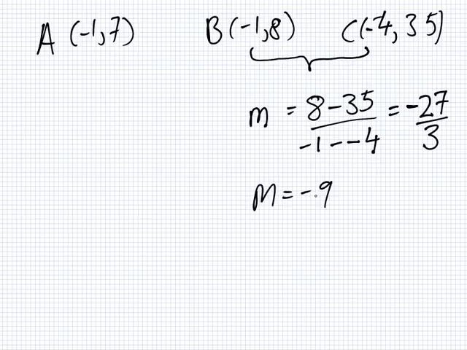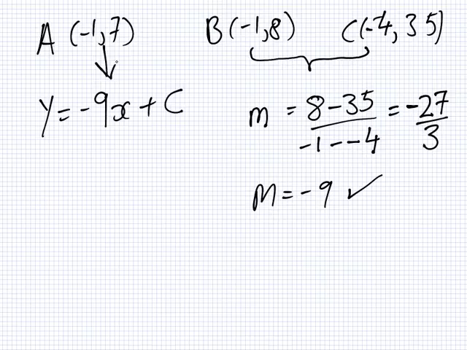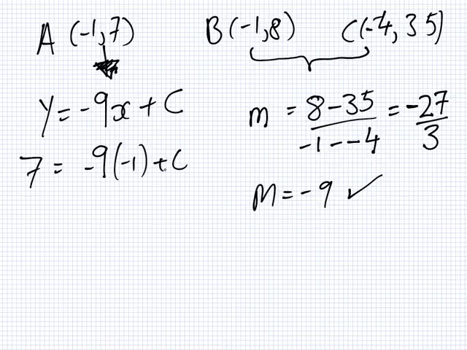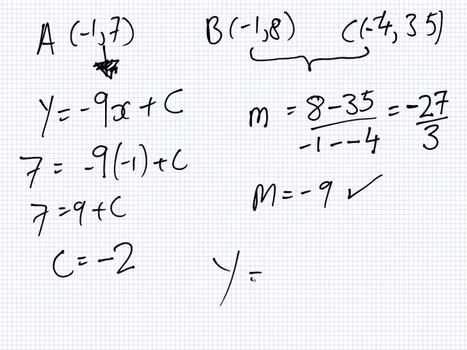Yeah, that's right. I think this is right. So we have y equals mx plus c. We'll use this one now. 7 equals minus 9 times minus 1, which is 9, plus c. 7 equals 9 plus c. c equals minus 2. So the answer is y equals minus 9x minus 2. Did you get minus 2? April? Did you? Okay, good.